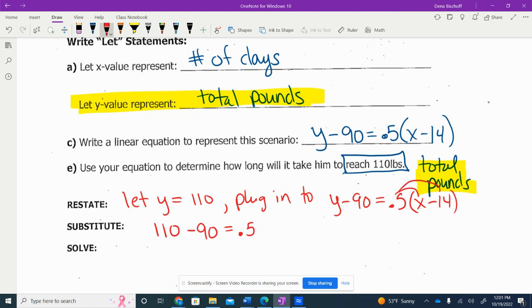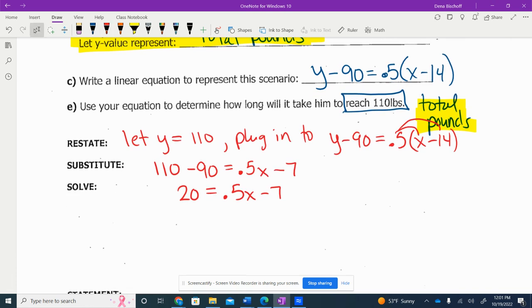Is that okay? 0.5 times x is 0.5x. 0.5 times negative 14 is negative 7. So it's half. So what is 110 minus 90? So 20 equals 0.5x minus 7. What should I do next? Plus 7 on both sides. You guys are doing awesome. Plus 7. So that gives me 27 equals 0.5x.